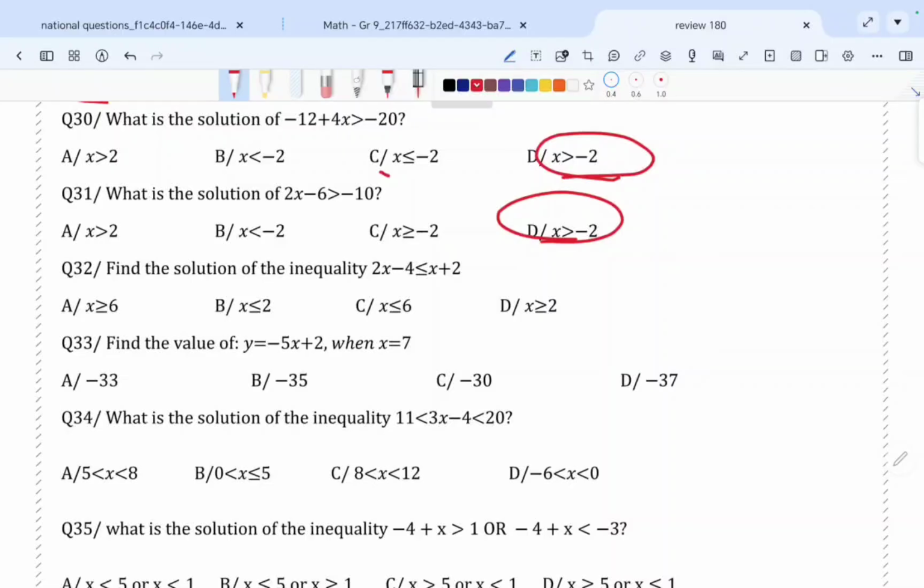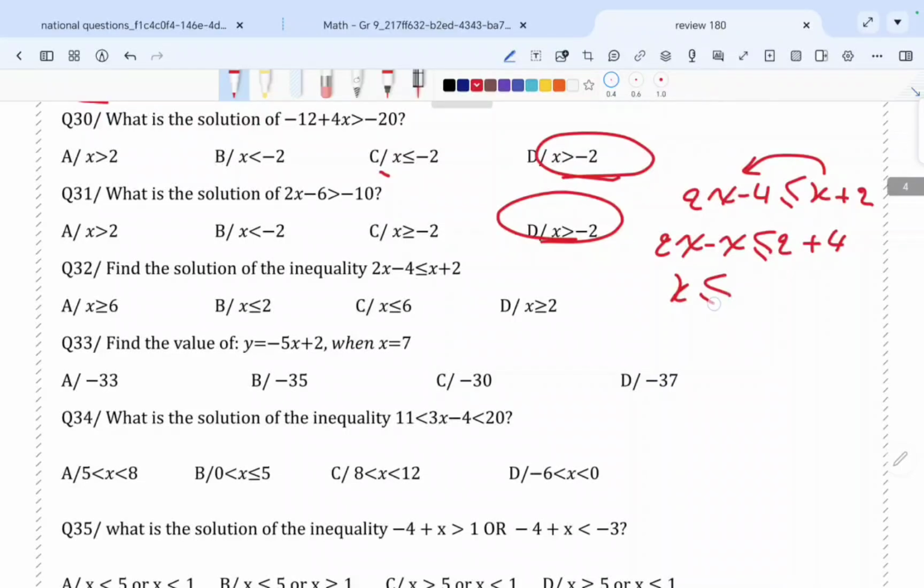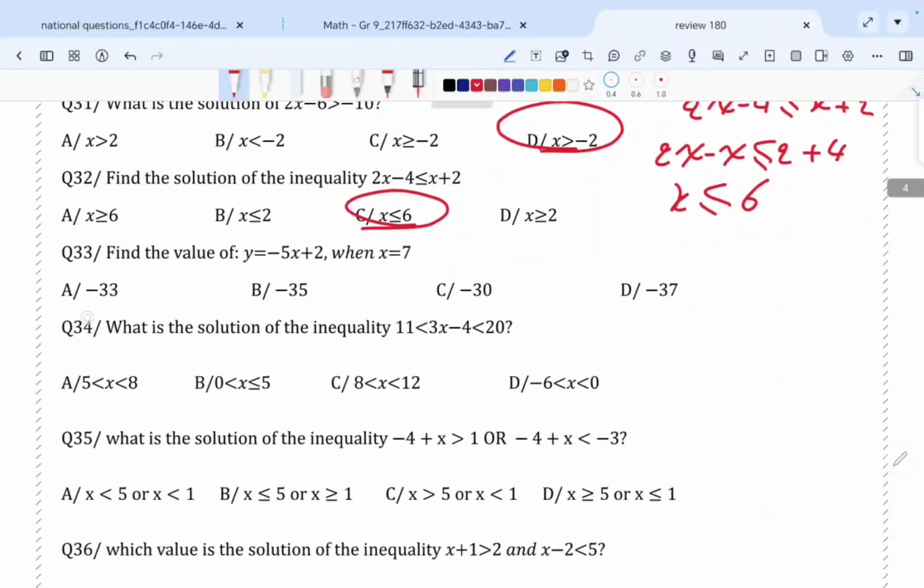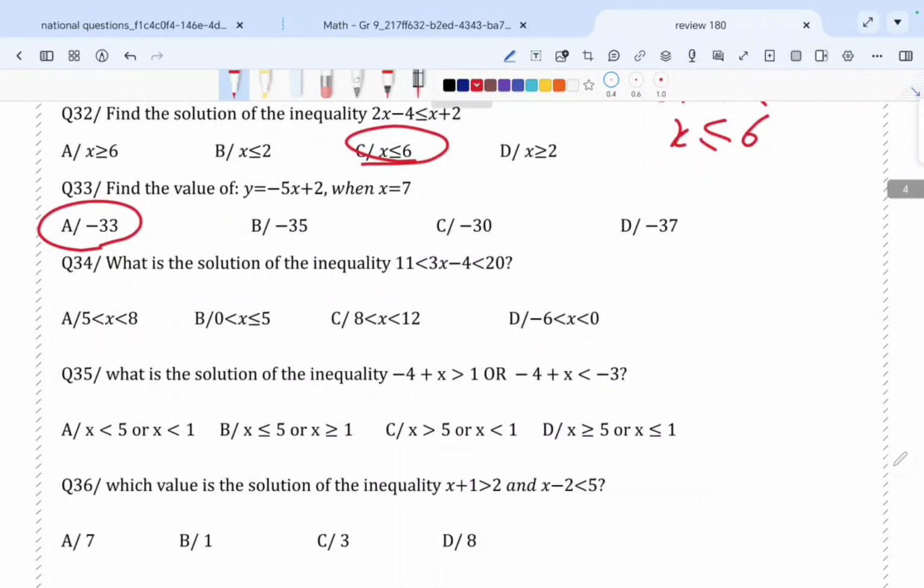32, find the solution of the inequality 2x minus 4 is less than or equal to x plus 2. Again, move x to the other side. 2x minus x is less than or equal to 2 plus 4. It's the same, I think, yes. 2x minus x is equal to x, less than or equal to 6. Which one is correct? C. This one is repeated too.